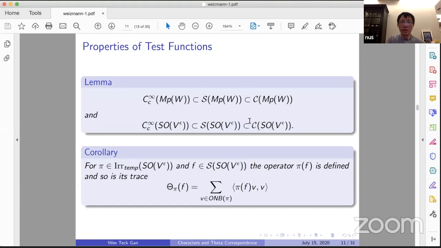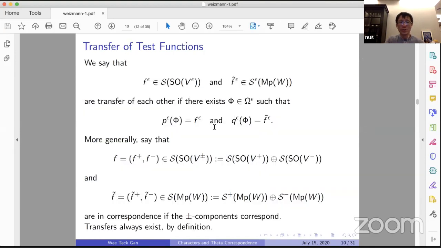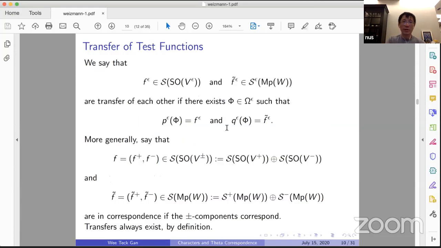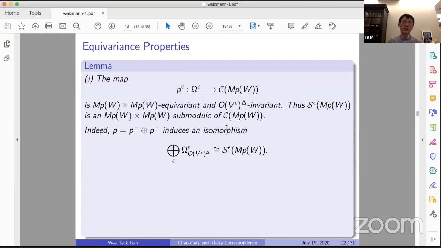Now, of course, since these test functions come from this diagram, basically this map, you certainly have to understand these maps, P's and Q's, a little bit. So that's what I'm trying to formulate here. This map P is given by formation of matrix coefficients, and those matrix coefficients lie in a Harish-Chandra characters space. That's what the previous lemma says. Now, this map is actually MPW cross MPW equivariant, and it is invariant under the diagonal copy of OV.